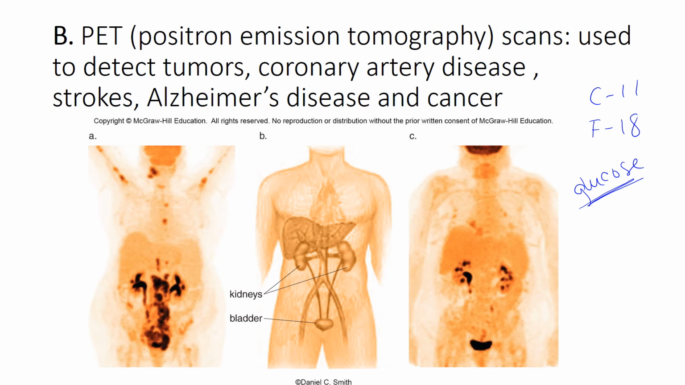If you have a stroke or Alzheimer's, you're going to see a different activity. So you're not going to see that light up as much on the scan because your brain's not functioning as well as it should. You're not using as much glucose.